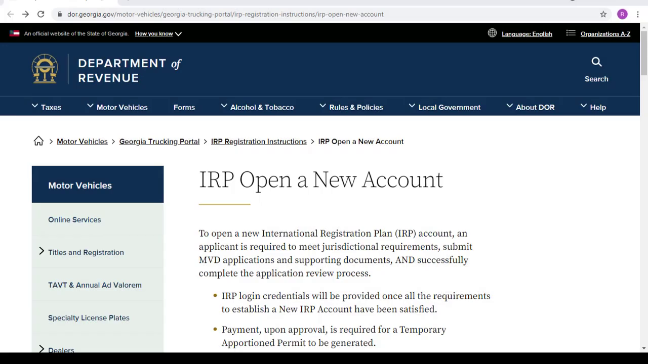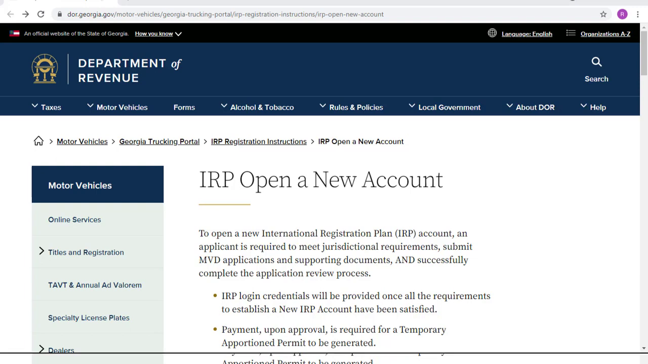Today we're going to go over how to complete an IRP application for the state of Georgia. IRP stands for International Registration Plan, aka apportioned plates, aka tags. This is how you're going to get on the road. If your base state is Georgia, this is how you're going to get on the road legally, using your apportioned plates.